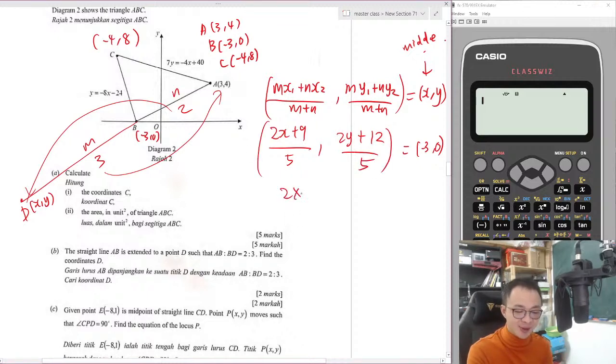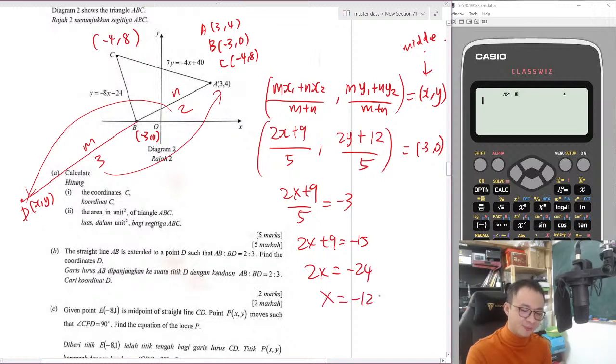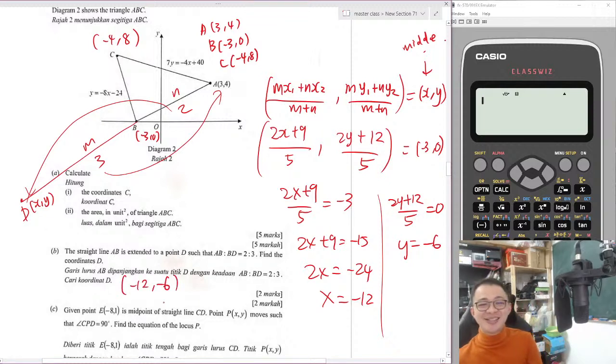Alright, so basically 2x plus 9 over 5 equals negative 3. 2x plus 9 equals negative 15. Yeah, x is negative 12. And then 2y plus 12 over 5 equals 0. y equals negative 6. Okay, I got my coordinate D here. Negative 12, negative 6.